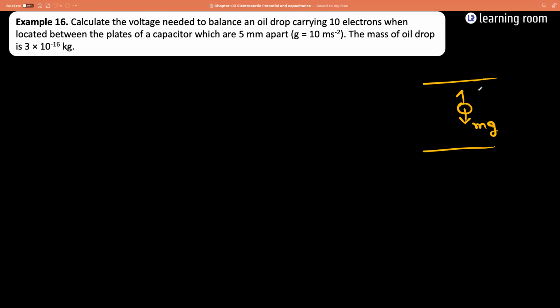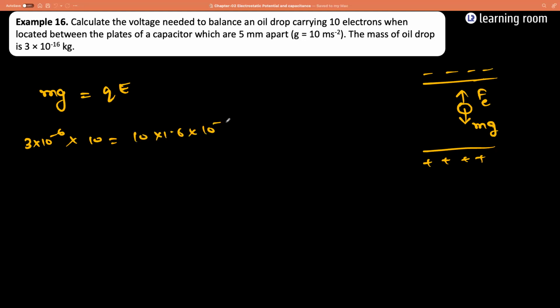So weight is going to act downwards. There will be an electrostatic force acting in the upward direction. So this should be positive, this should be negative. Okay. So mg should be equal to q into E. M is 3 into 10 power minus 16, into g, you can take it as 10, equal to the charge. It carries 10 electrons. So 10 into 1.6 into 10 power minus 19 Coulomb, into the value of the electric field. That's what we need to calculate.